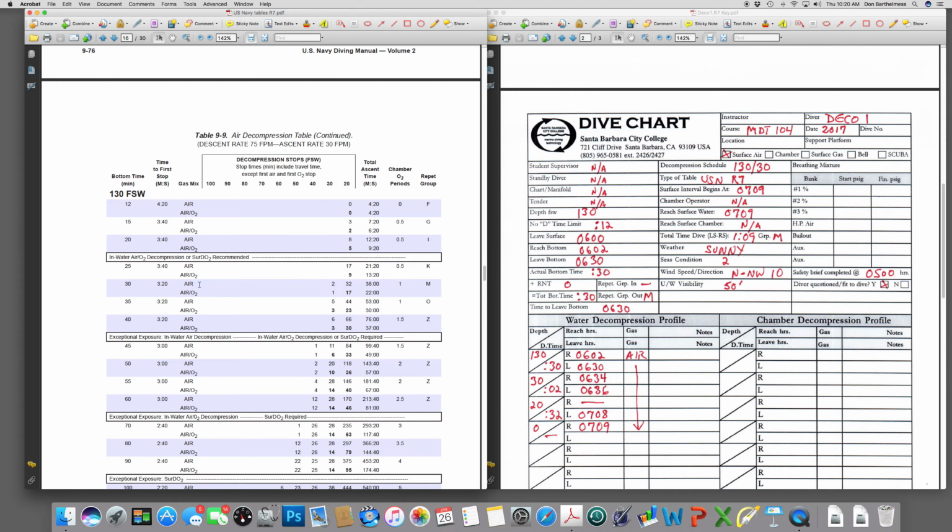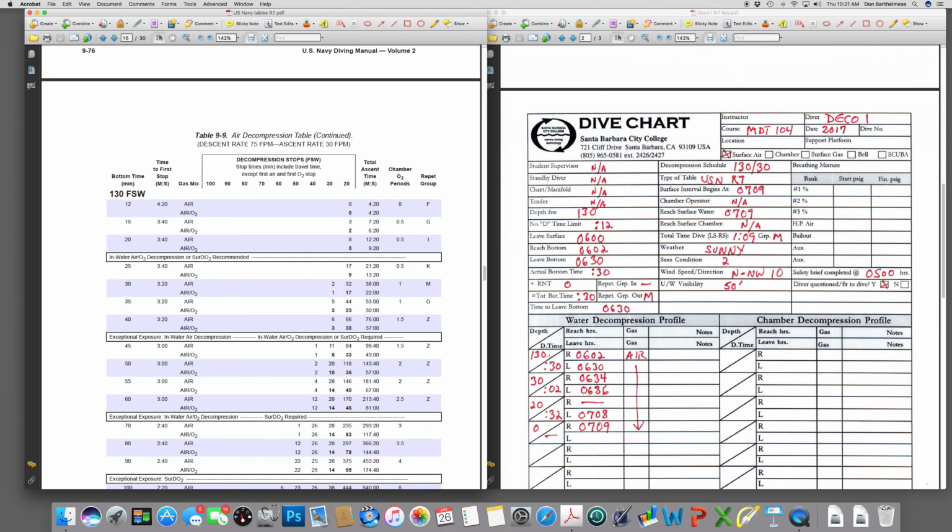So the diver is going to ascend from 130 feet, and he must stop. The diver must stop at 30 feet for 2 minutes. The diver is then going to come up. Tender is going to raise them up in the water column to 20 feet. And the diver is going to stay there for 32 minutes. So 2 and 32, a total of 34 minutes. We must wait before we can come directly to the surface.